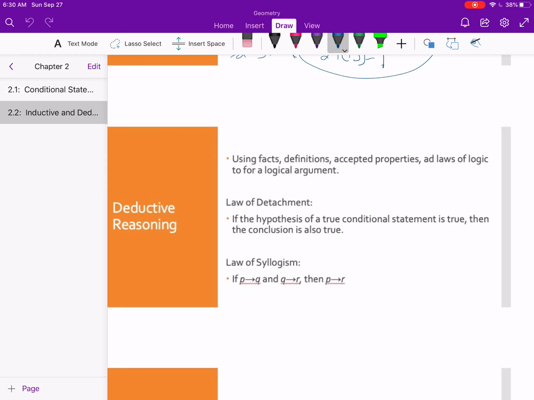The law of syllogism says that if P implies Q and Q implies R, then P implies R. So what we see here is we see that these two are the same. So then we can skip straight from P to R.